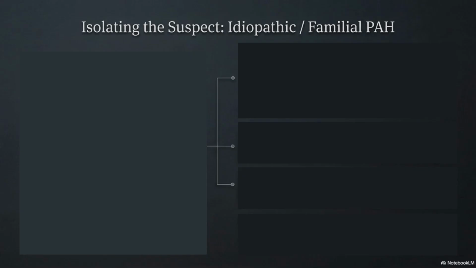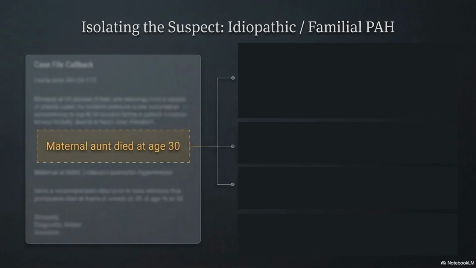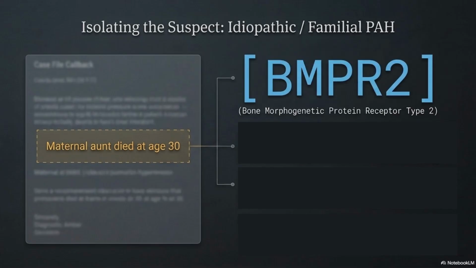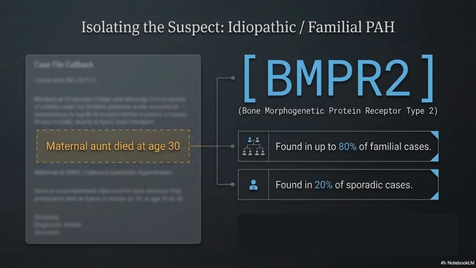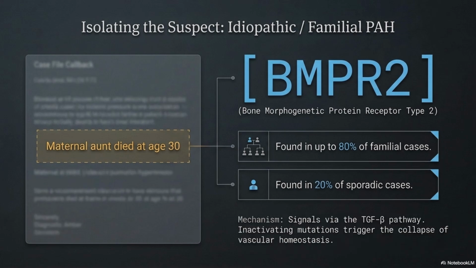The callback clue from her history was that her maternal aunt died at age 30. This points us directly to the BMPR2 gene, which stands for bone morphogenetic protein receptor type 2. This mutation is found in up to 80% of familial cases, and it is also found in 20% of sporadic cases. The mechanism of this receptor is that it normally signals via the TGF-beta pathway. However, when you have inactivating mutations, they trigger the total collapse of vascular homeostasis.